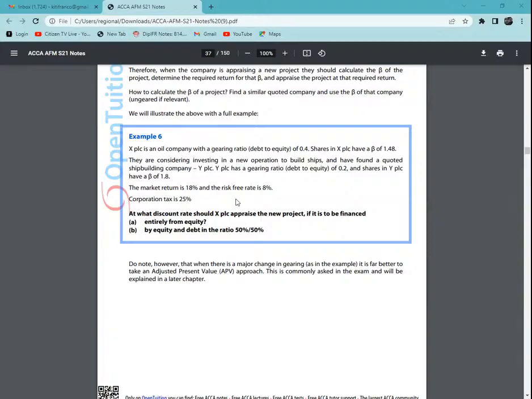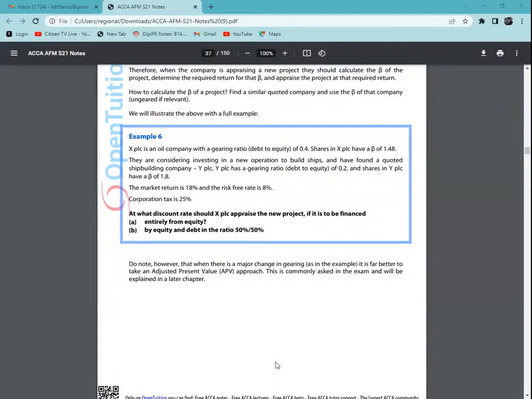Ladies and gentlemen, I may not be able to get everything. But in such a question, when I see them giving me the market return and the risk-free rate of return, what should come to our mind? Whenever you hear market return and risk-free rate, what should we have at the back of our mind? CAPM. Thank you, CAPM.